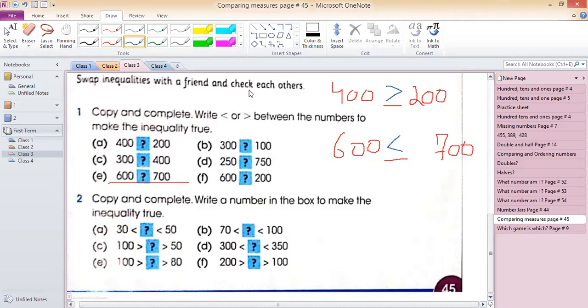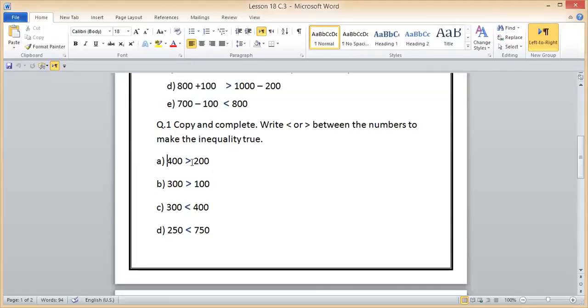We completed all these questions in our notebook. This is the notebook, guys. 4 is bigger than 2, that's why 400 is greater than 200. 3 is bigger than 1, that's why this sign's face is open. 300 is greater than 100. Here 3 is less than 4, that's why we open the mouth in front of 400. 300 is less than 400. 250 is less than 750. So the end should be in front of 250 and the mouth should be in front of 750. So in this way we complete it.